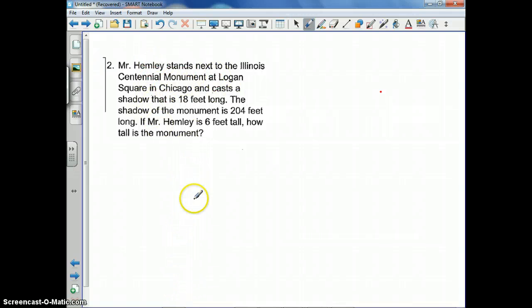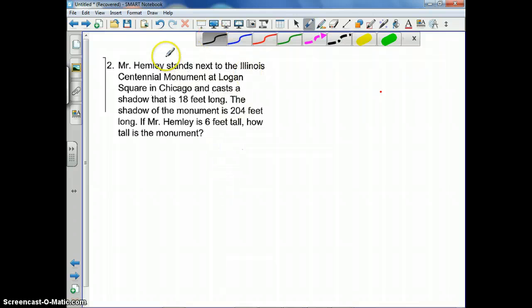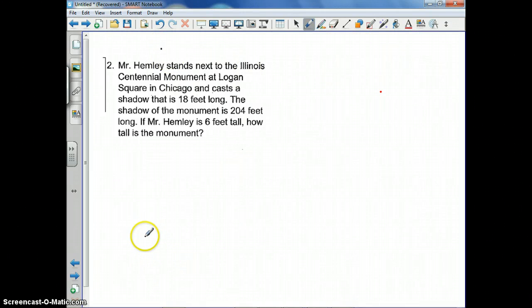I'm going to go ahead and draw it out. You're not going to have to draw out all these, but go ahead and draw this with me, please, so that you have something to look at. And then eventually you should be able to do them without drawing them. I just want to illustrate this one more time. So, Mr. Hemley, I'm going to go ahead and draw Mr. Hemley. There's Mr. Hemley.